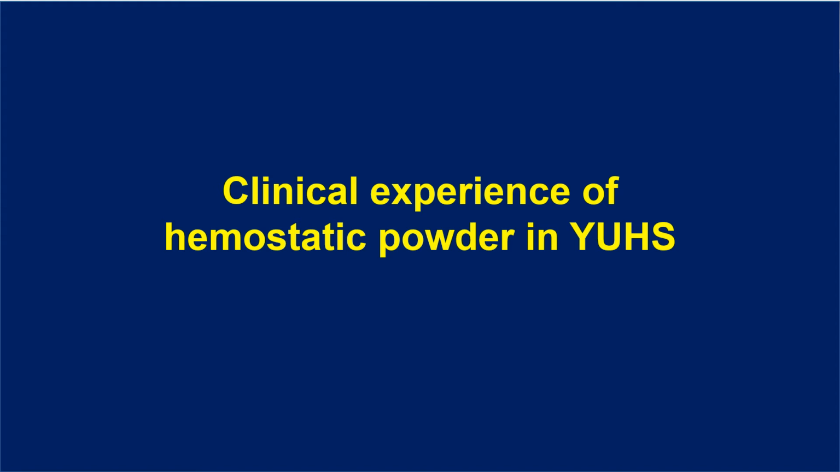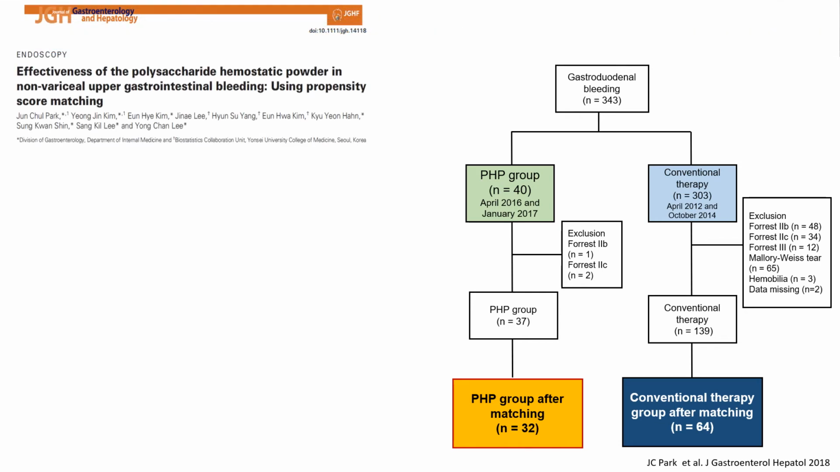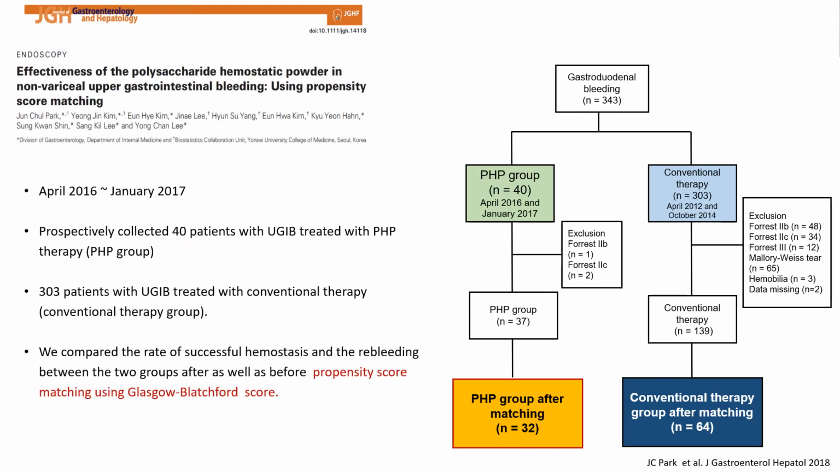From now on, I'm going to show some clinical experience with hemostatic powder in our institution. This is the first study to perform hemostatic powder for handling upper GI bleeding in Korea. I designed this as a prospective study, but not a randomized controlled trial. I collected 40 patients with upper GI bleeding treated with powder, and compared them with over 300 patients treated with conventional therapy. As you know, when we perform upper GI bleeding studies, many biases can affect the results, so I tried to handle this bias by using propensity score matching according to the GB score.